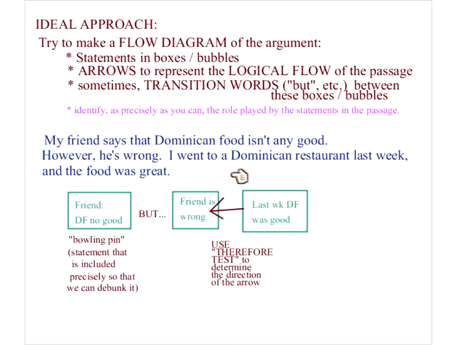Here, though, if you don't know what the conclusion is, this thing will tell you, because the conclusion is whatever is at the end of the arrows. So if the arrow points to this statement, this must be the conclusion, and this must be evidence or support. So this is a supporting consideration. All right.